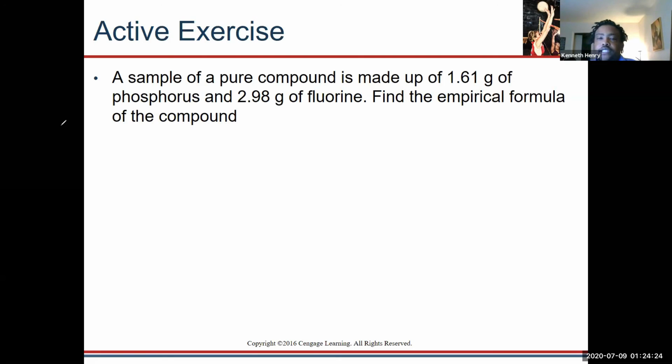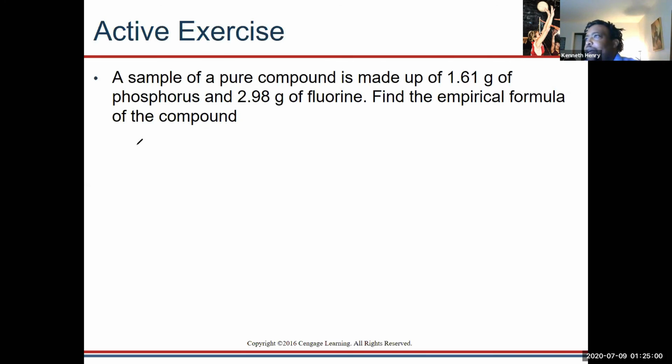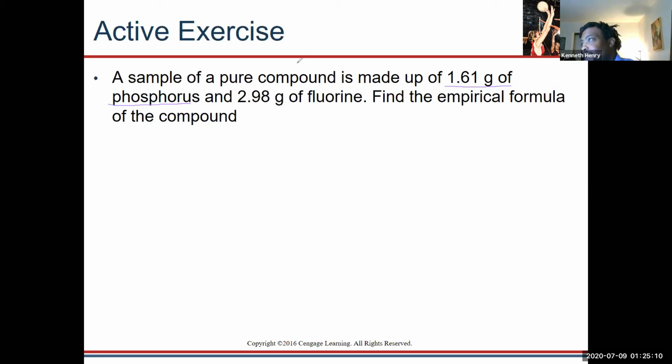Okay. So first off, let me read the problem, and then you guys tell me what you think we should do. A sample of pure compound is made up of 1.61 grams of phosphorus and 2.98 grams of fluorine. Find the empirical formula of the compound. So what is it that we want to do? You want to start off with what you're given? I want to start off with what I'm given. What are my givens? 1.61 grams of phosphorus, 2.98 grams of fluorine.